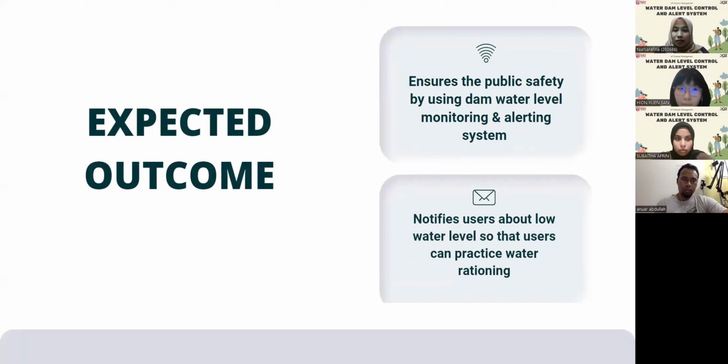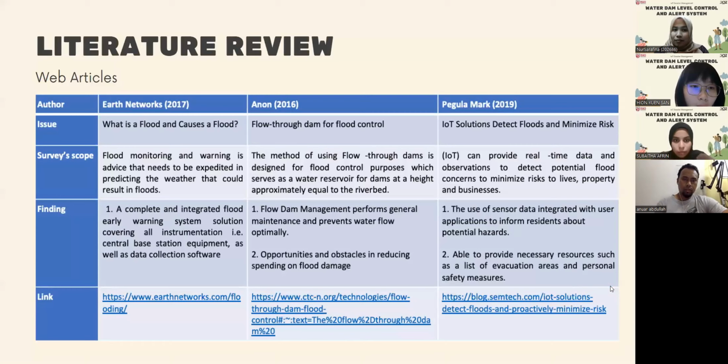So our expected outcome from this project is first to ensure public safety by using the dam water monitoring and analytics system. Next is to notify users about the low water level so that users can practice water rationing. Next, I will pass to Anwar.